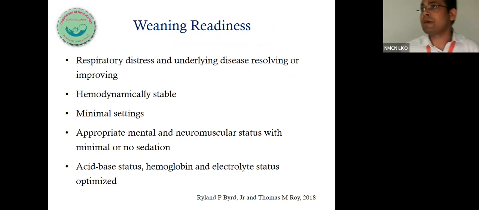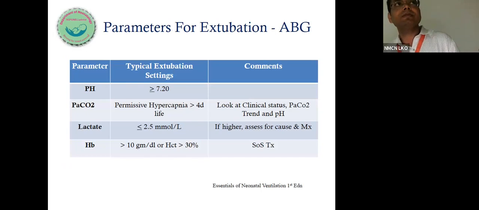These babies should be hemodynamically stable, and there should be minimal inotrope support or no inotrope support. The baby should be on the peri-extubation settings, which is already decided. Then there should be appropriate mental and neuromuscular status with minimal or no sedation, as already talked. The child should have appropriate acid-base status. The hemoglobin should be appropriate, and there should be no dyslipidemia. So on blood gas parameters prior to extubation, the pH should be more than 7.20.